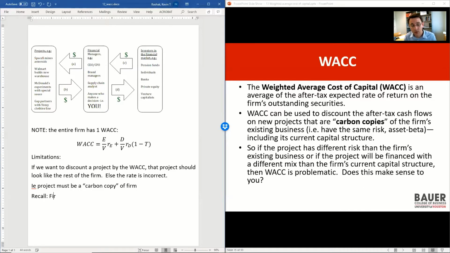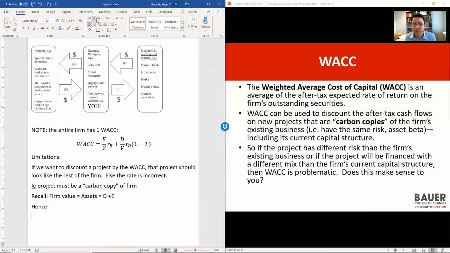So recall, what is the value of the firm? Well, it's all the assets. That's equal to the debt plus the equity. When we use the WACC, our operations have to look like the rest of the firm, and our financing has to also look like the rest of the firm. Let me enumerate those.